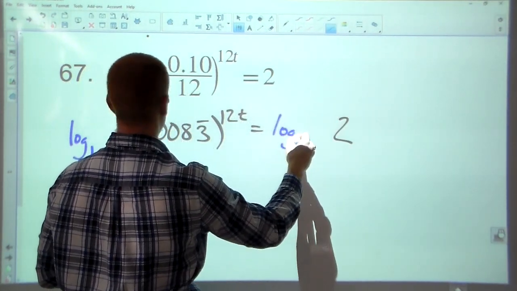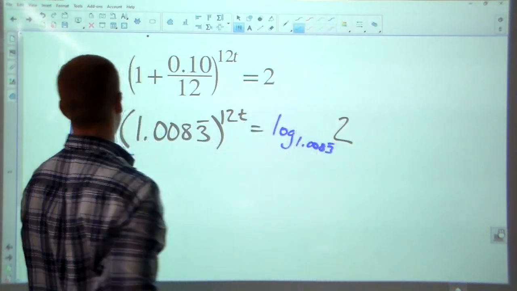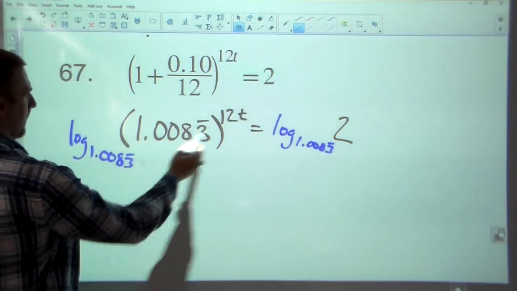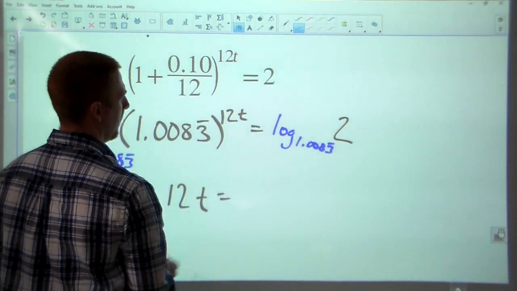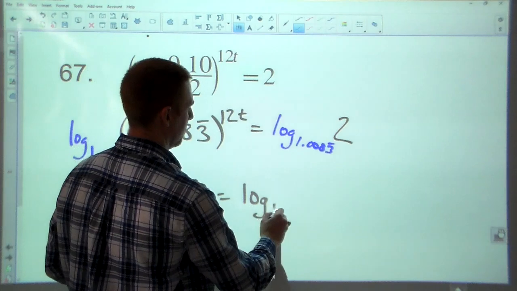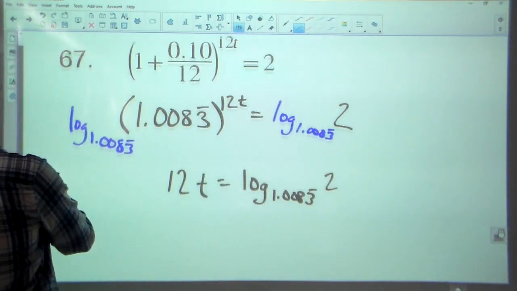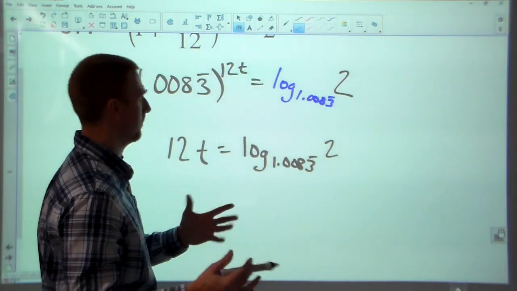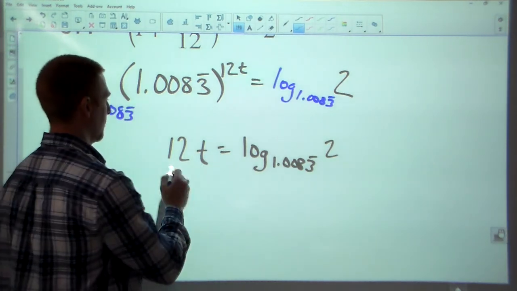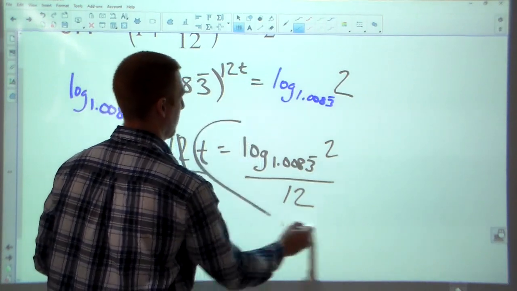So log base 1.0083 repeated of 2. So what I'm doing is I'm taking that log of both sides, and that's okay as long as I do it to both sides. Well, that washes out. 12t is all that's left. And for now, we'll just leave it like that. You can always put it in the calculator. The book tells you to round to 3 decimal places. Exact answers are always acceptable on tests and quizzes, so even if I tell you to use a calculator, a lot of people will end up just giving me the exact answer, and I'm good with that. So we're almost done. We're just about by 12, and that's going to give us t.